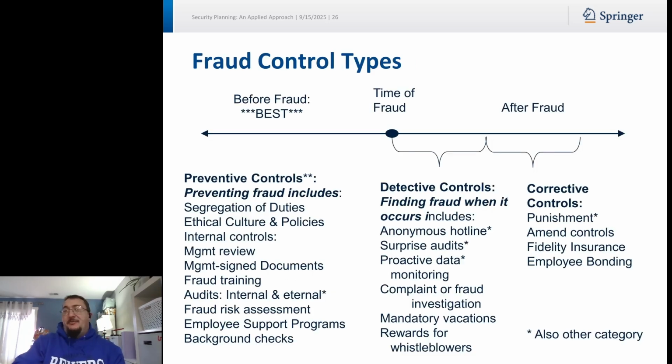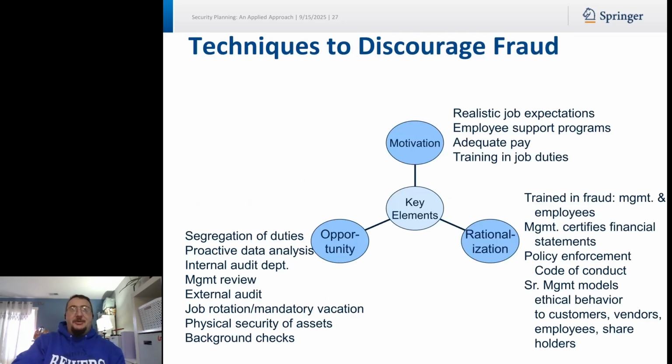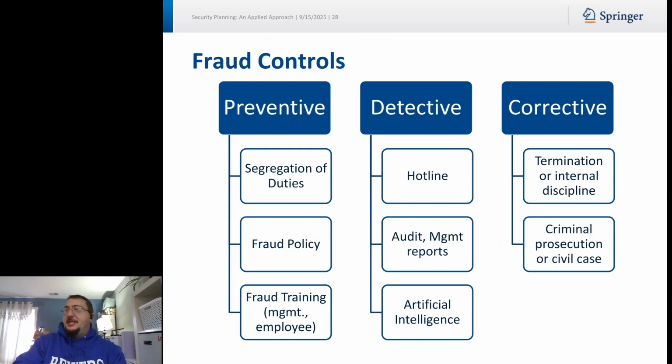The best time to control fraud is before it ever happens. Of course, that's not always easy, but it is a way to help prevent it. One of the big ways is segregation of duties, keeping one person from having every job. So the techniques here: give people job expectations that make sense, give them adequate pay, make sure that they're trained, segregation of duties, have an audit department to do reviews every once in a while. Preventative, detective, and corrective. Preventative is beforehand.